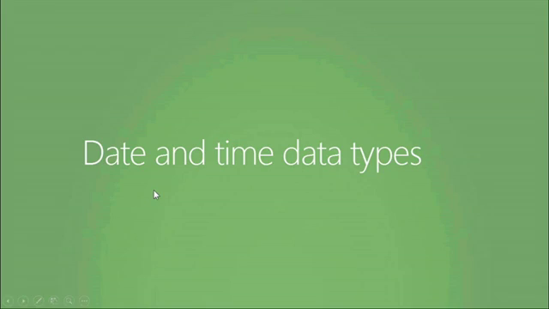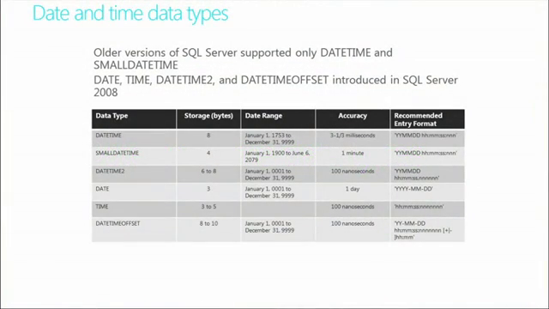So let's go ahead and talk about date and time data types. We did a little bit of a demo on that, where we did some conversion with the parse. But we have some data types here. Older versions supported datetime and smalldatetime. We now have datetime2 and datetimeoffset that were introduced in SQL Server 2008. We can use these for determining the type of date or time, or a portion of the date and time, that we want returned to us.